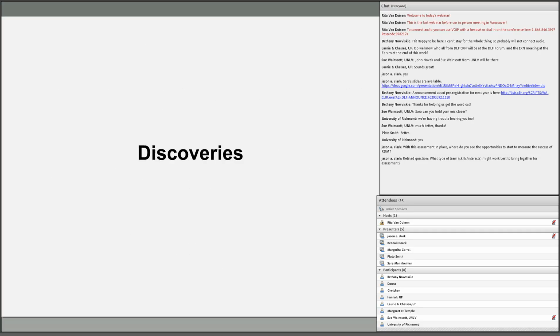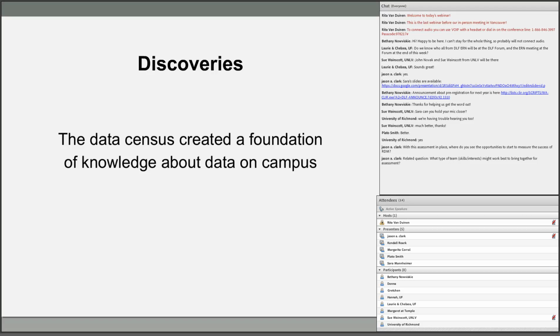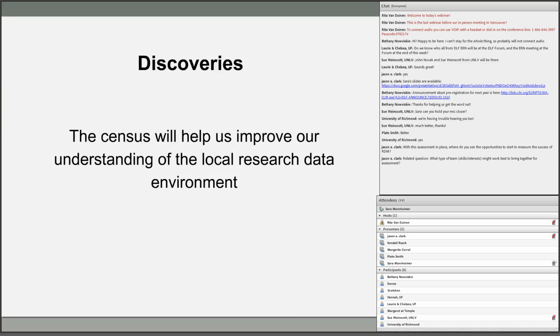And so we made a few key discoveries with the census. First is that the data census created a foundation of knowledge about data on campus. We were able to learn about the size, the storage practices, and the sharing practices, and that was really helpful to know. Second, the census will help us improve our understanding of the local research data environment. Now that we know these basics, we can start to dig in farther, talk to researchers, and understand what's going on department by department.